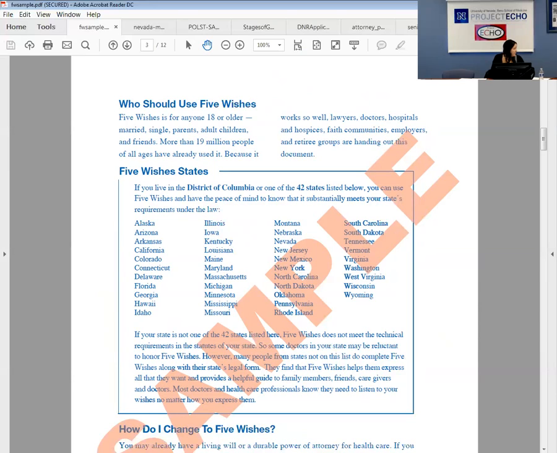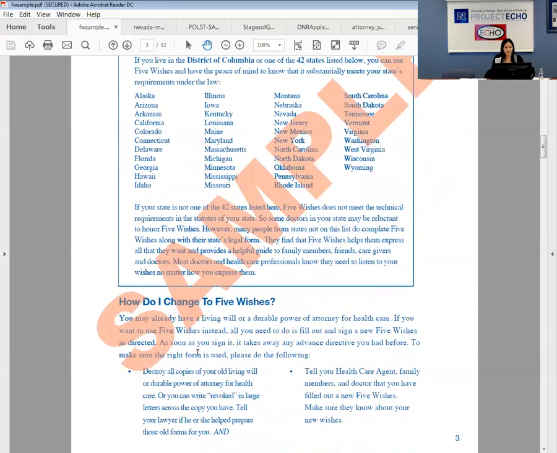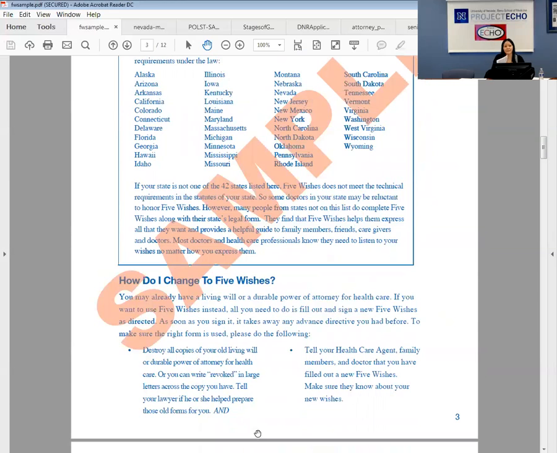Is it state specific? State by state? No, it's not state specific. So this form is the same form as what you would download in Alaska, Colorado, Florida. But it is viewed here in the state of Nevada. It meets the legal requirements for the state of Nevada as an advance directive.